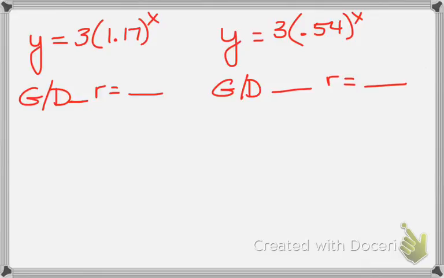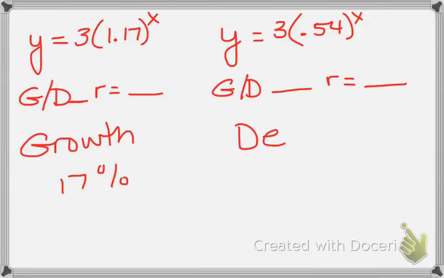First one would be what? Growth. Good. The rate would be 17%. Second one would be decay. What would be the rate? 6%. What was it? So 46%?